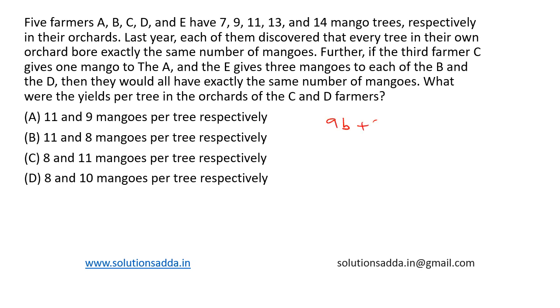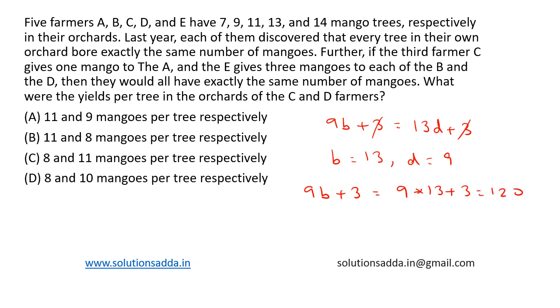9B plus 3 is equal to 13D plus 3. Here we can cancel the 3 and 3. After cancellation of common elements, we have 9B equal to 13D, taking B equal to 13 and D equal to 9. Substitute these values of B and D in the equation of 9B plus 3. We get 9 into 13 plus 3, which is equal to 120. So X is equal to 120.